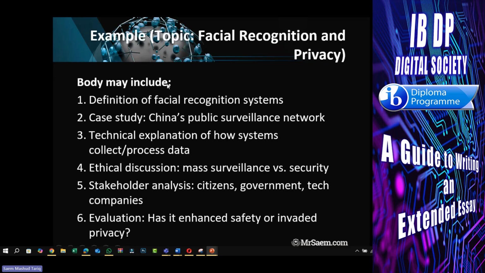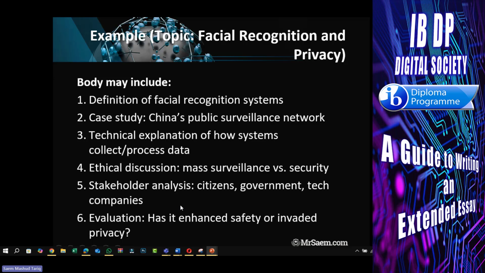Example: facial recognition and privacy. The body should include a definition of facial recognition systems, a case study of China's public surveillance network, a technical explanation of how systems collect and process data, an ethical discussion of mass surveillance versus security, a stakeholder analysis of citizens and governments, and an evaluation.